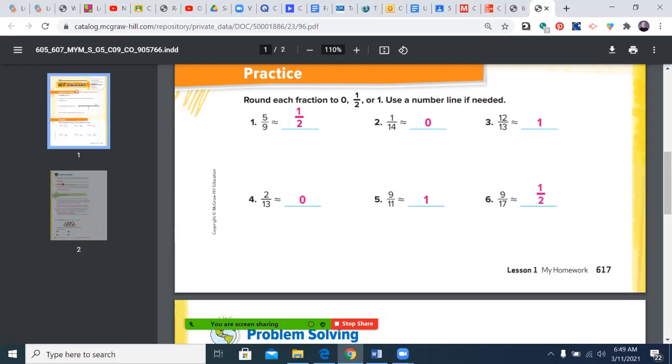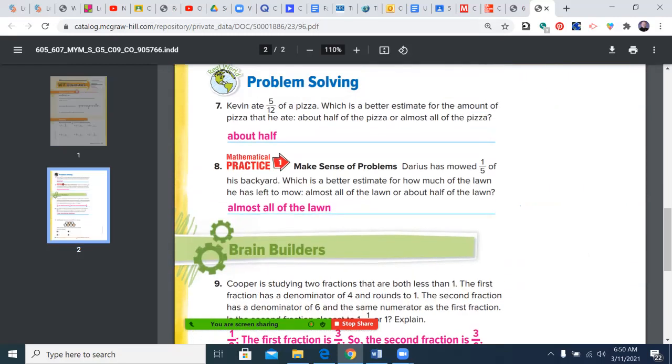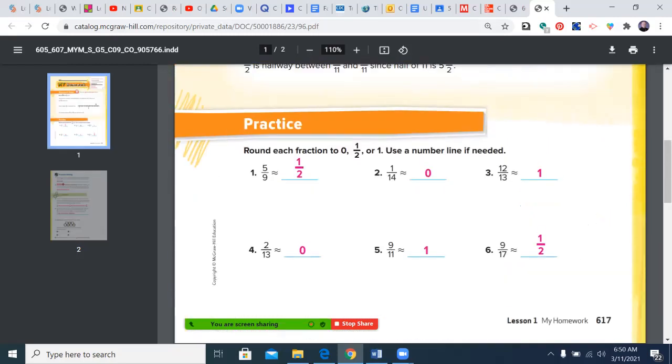1 is a very tiny piece of 14, so it's a 0. 12 is almost a 13, so it's a 1. 2/13 is still pretty close to 0. 9/11 is pretty close to 1. And 9/17 is pretty close to 1/2. The only three answers possible were 0, 1/2, and 1. It's rare that you'll do that, by the way.